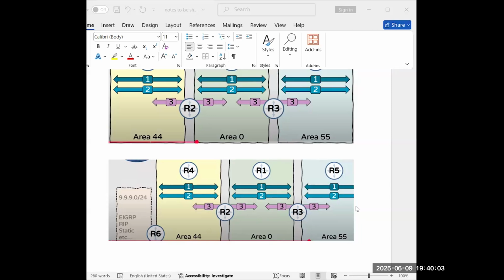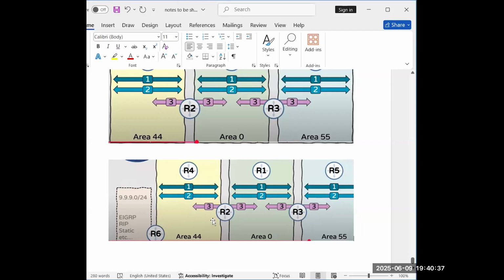Okay. So, just a minute. Which one is type 4? Type 4 is generated by R2, the ABR. It gives instructions to reach the ASBR. R2 generates a type 4 to reach R6: how to reach R6, what its IP address is, and the network.